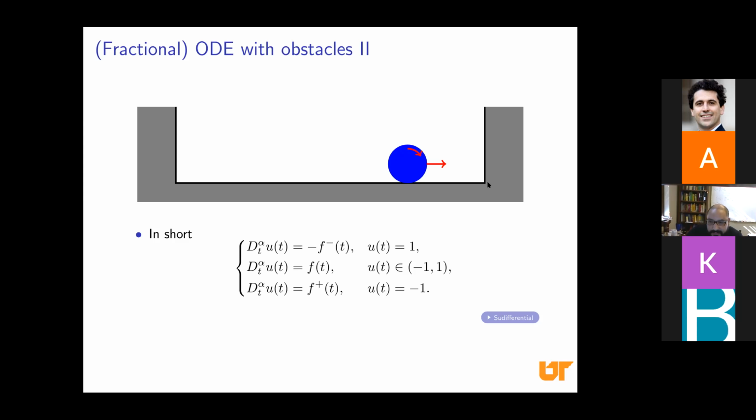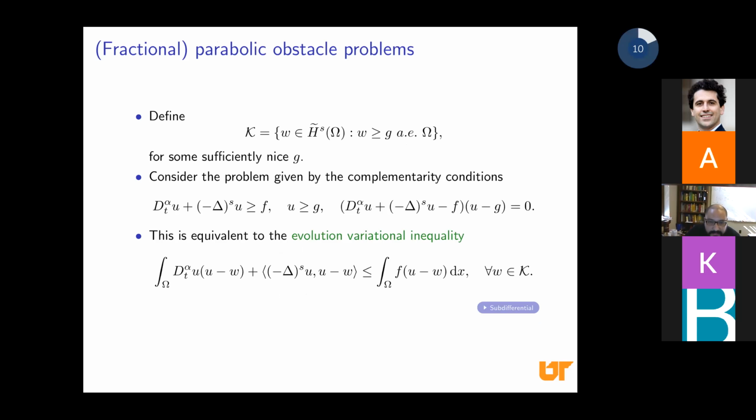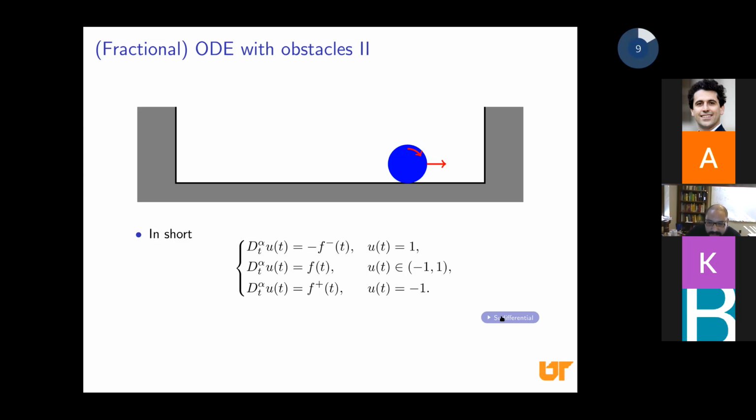However, if you're at the right endpoint, the forcing term is going to be equal to minus the negative part. And if you're on the left endpoint, the forcing is going to be equal to the positive part. We can succinctly write this as a differential inclusion. I will get to that in a little bit.